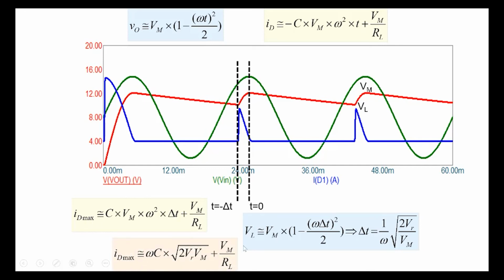Okay, so that's what we do. We take this delta t here, we put it here, and we get a maximum value of ID max equal to omega c multiplied by square root 2 Vr Vm plus Vm by RL. Again, if we plug in the typical values, we'll see that the first term is much larger than Vm by RL, and so an approximate value of ID max will be simply equal to the first term here.